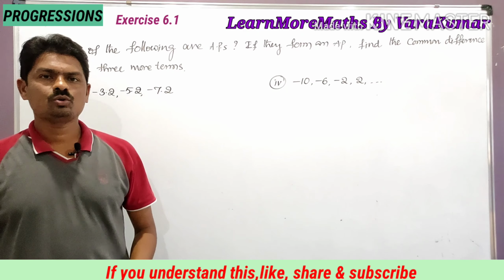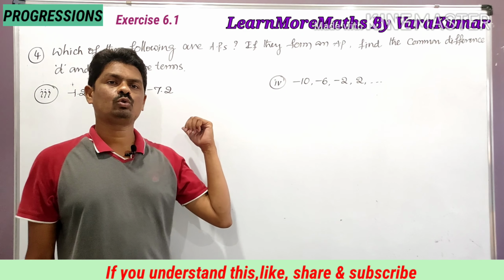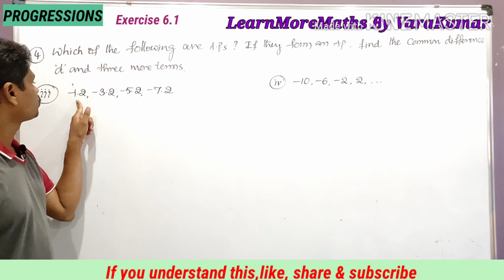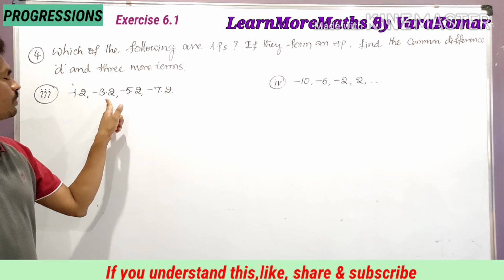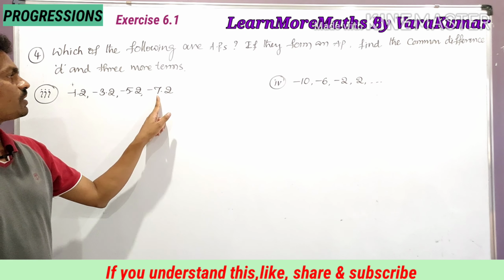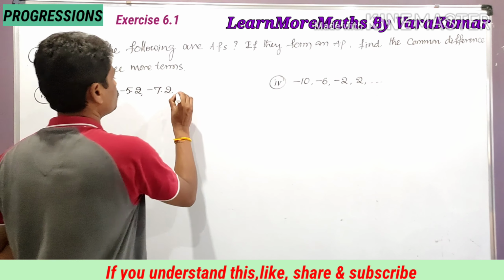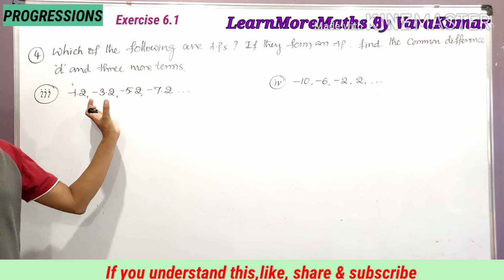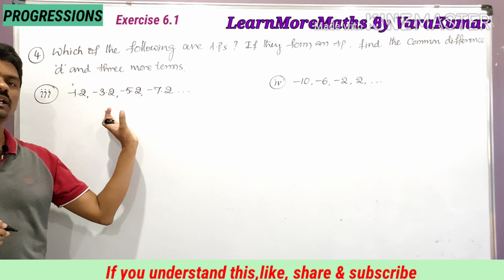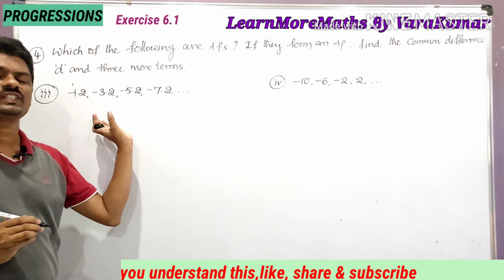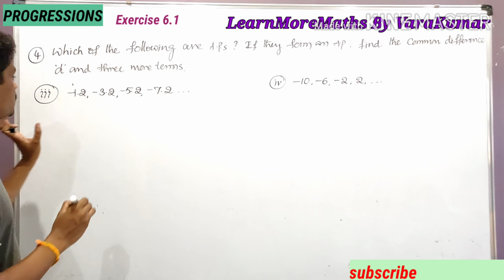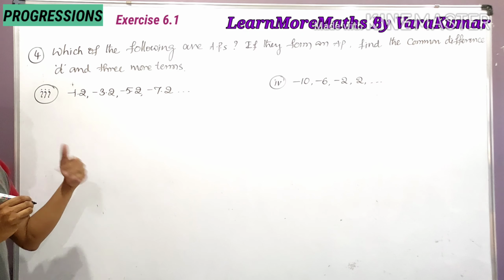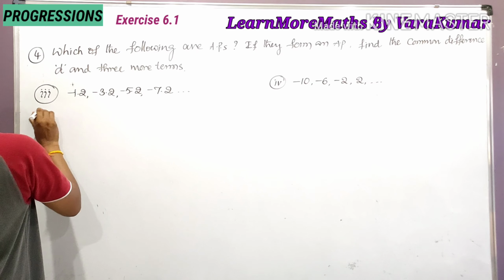Student, this is the third bit in the fourth problem. He has given -1.2, -3.2, -5.2, -7.2 and so on. First you have to check whether the given series forms an AP or not by finding the common difference of successive terms. Next, if it forms an AP, you have to find three more terms. So how can we find the solution?